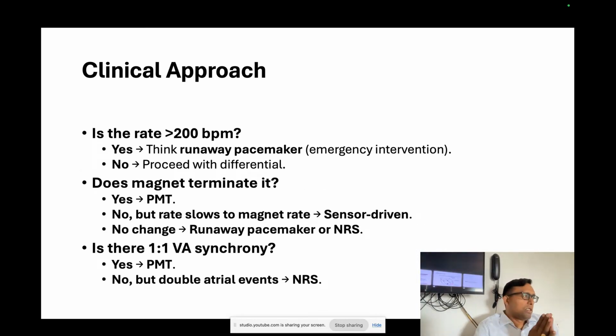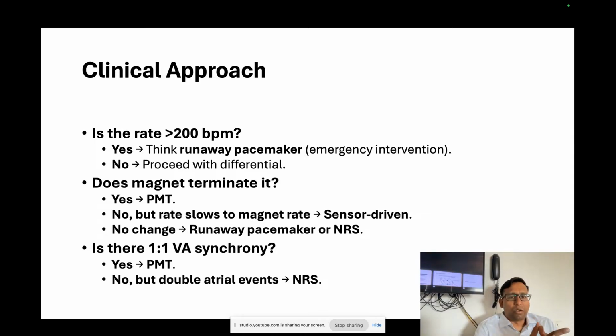Clinical approach. Whatever we have discussed just now, how do we approach it? If the heart rate is about 200, think that you are dealing with a runaway pacemaker. What do you have to do? Put a magnet on the patient and see what is happening. If it terminates, it is a PMT.